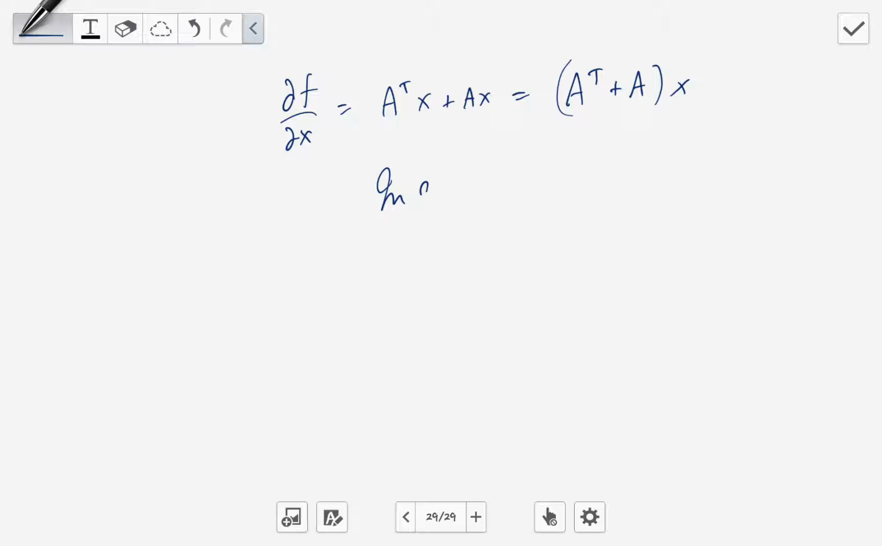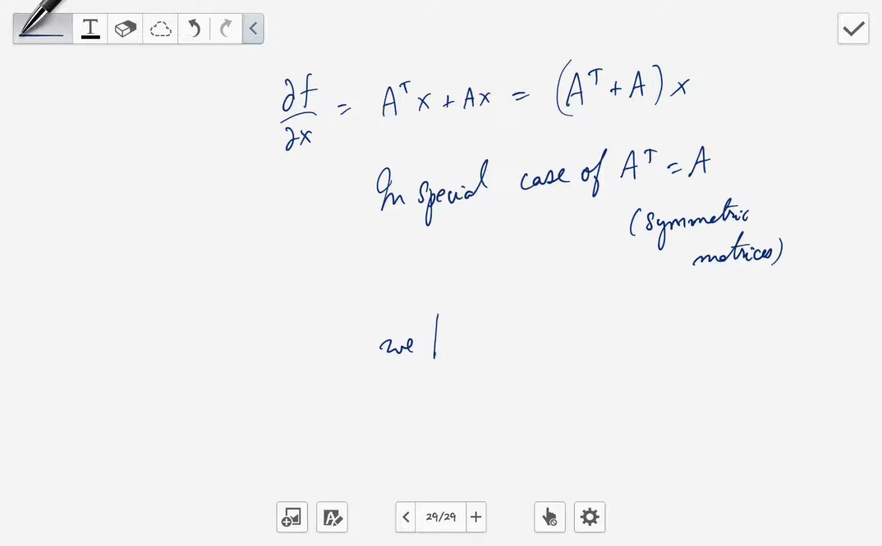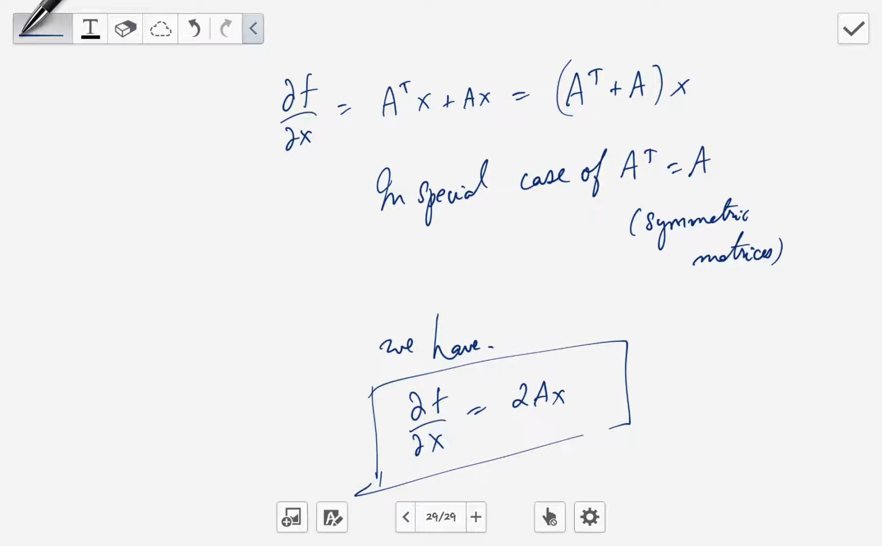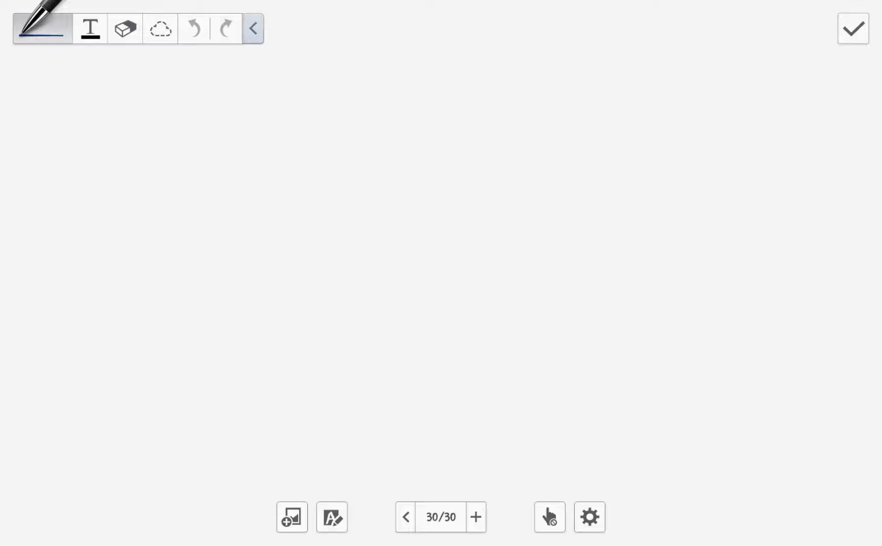Now in the special case of A transpose equal to A, that is symmetric matrices, we have del f by del x as 2Ax, or equivalently del x f is equal to 2Ax. Fine. So this was a prelude of matrix calculus that I intend to give you here.